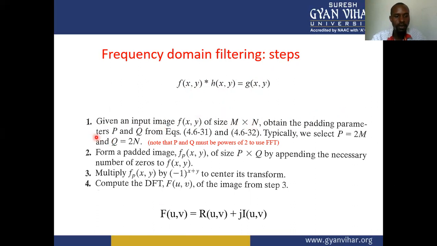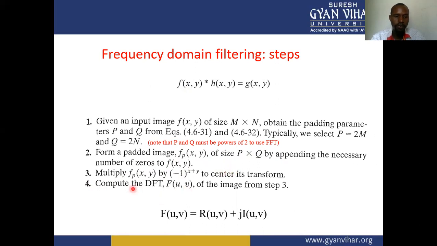The padding parameters P and Q are from this equation. So we select P to be equal to 2M and Q to be equal to 2N, where P and Q are powers of 2 when you use the Fourier transform filter. So from a padded image, we get fp(x,y), the padded image in x and y coordinates, of size P times Q. So we append the necessary number of zeros to f(x,y). Then we multiply the padded image by (-1)^(x+y) to center its transform.